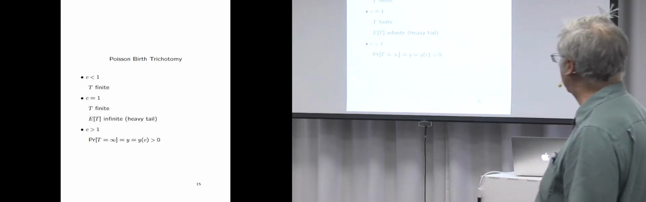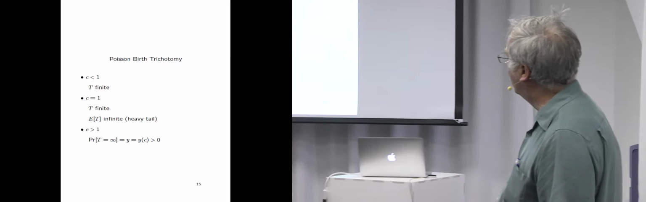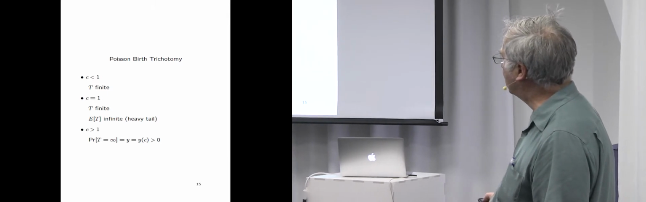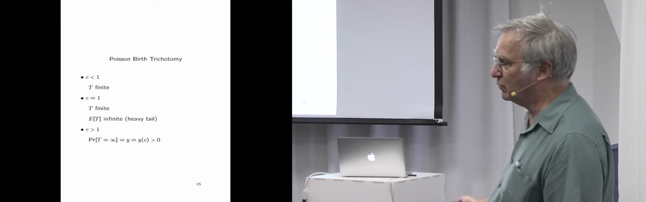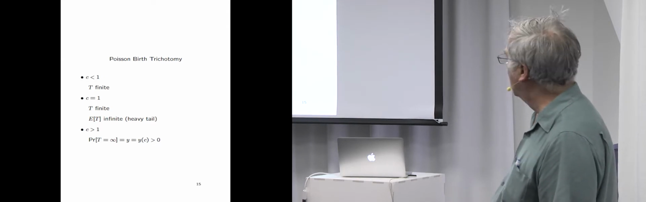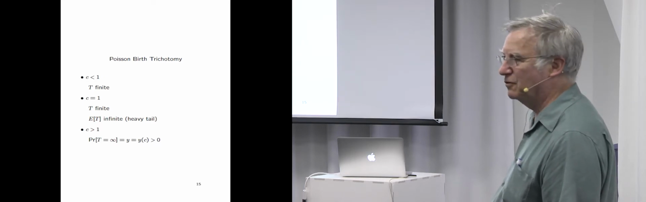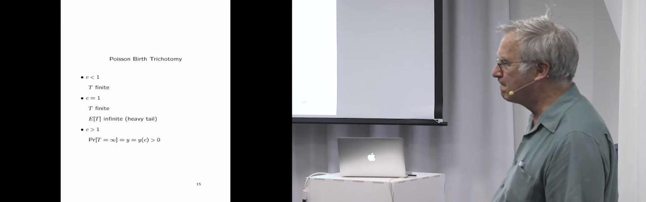Well, actually everything's known, we'll come to it. With probability 1, t will be finite, but it has a heavy tail. We'll see exactly what it has. In fact, the expected number of children is infinite.